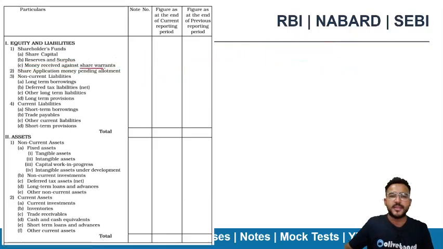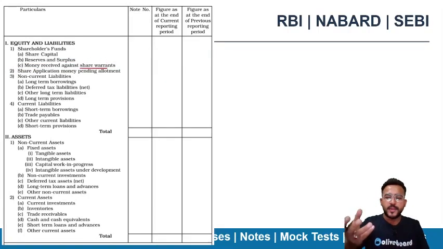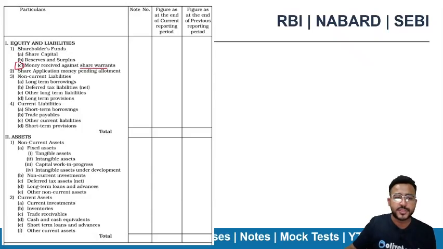Share warrants are nothing but a promise, a document that I will be giving you my share capital, right? So it is equal to my share capital only. That's why it is a subcategory of shareholders fund.